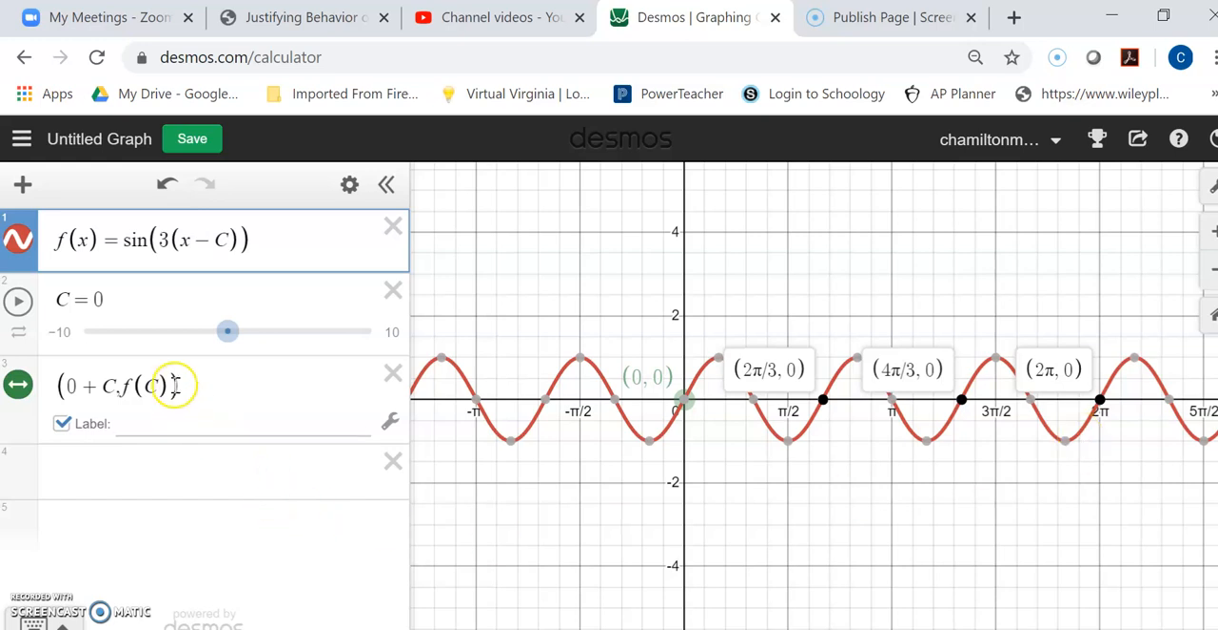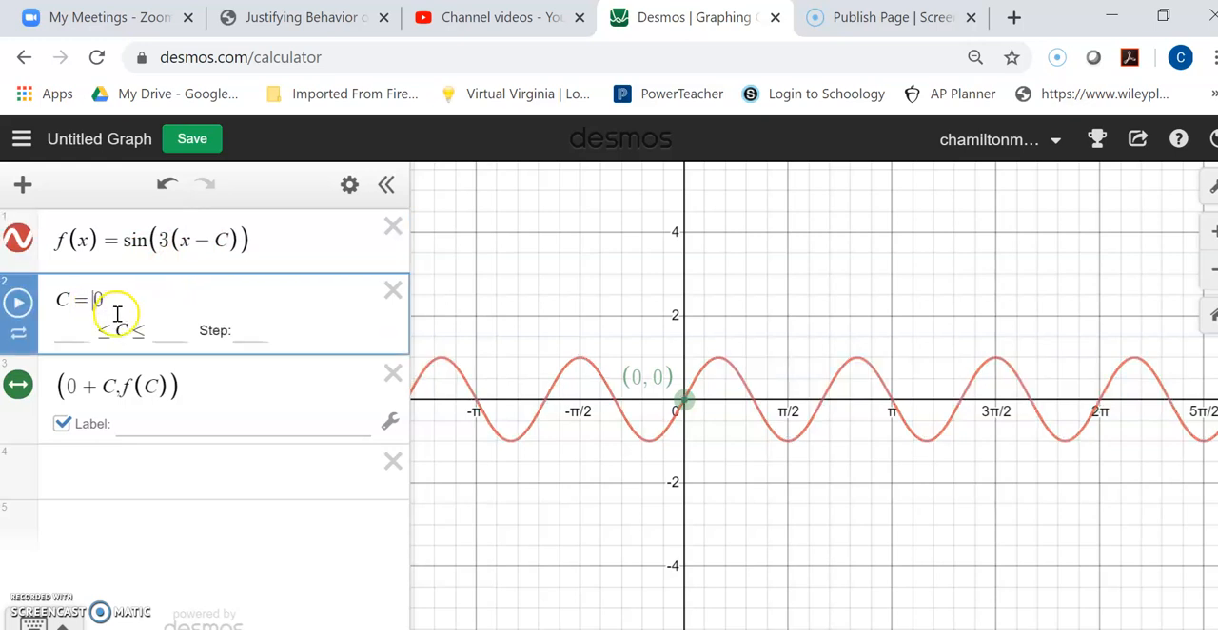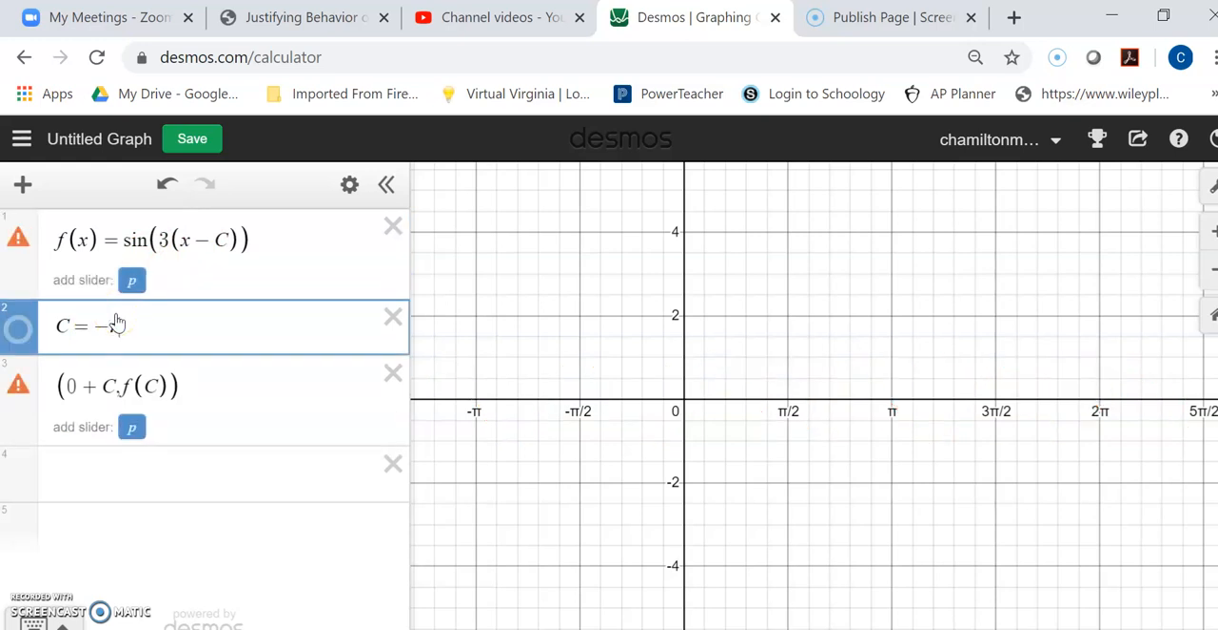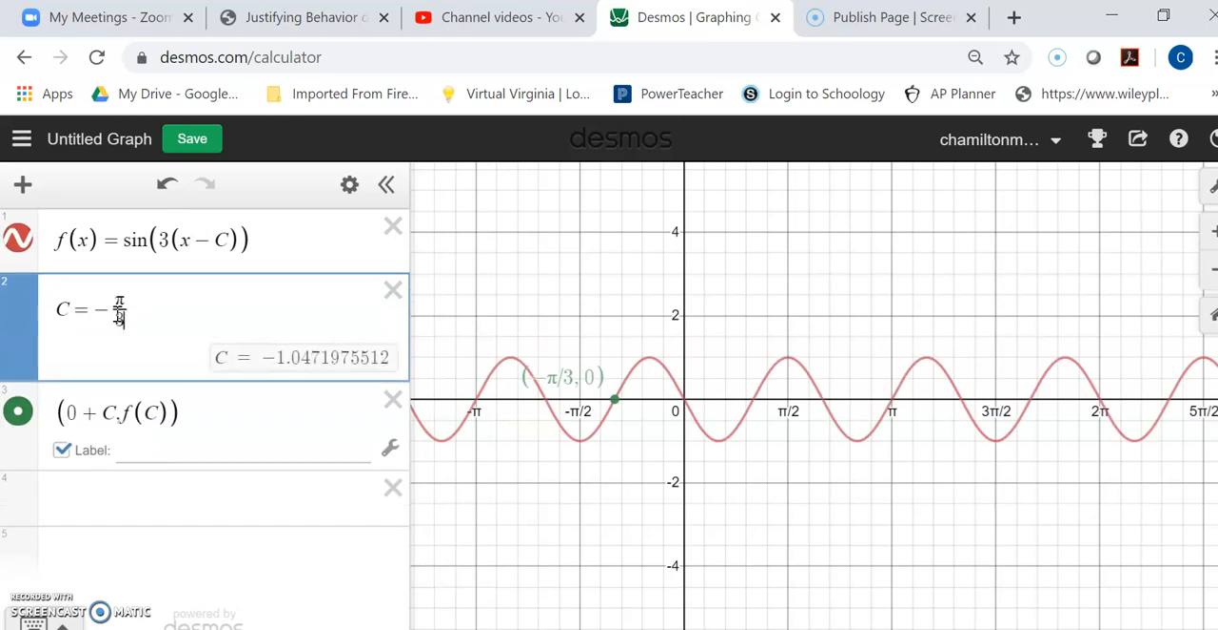Now, the question becomes, what if c is not 0? So let's take a look at my graph. What I want to do is move this beginning back here to negative pi over 3. Do you see where that is, right there at negative pi over 3? So if I add c in, and we put that in as negative pi divided by 3, now I see that we have shifted over.